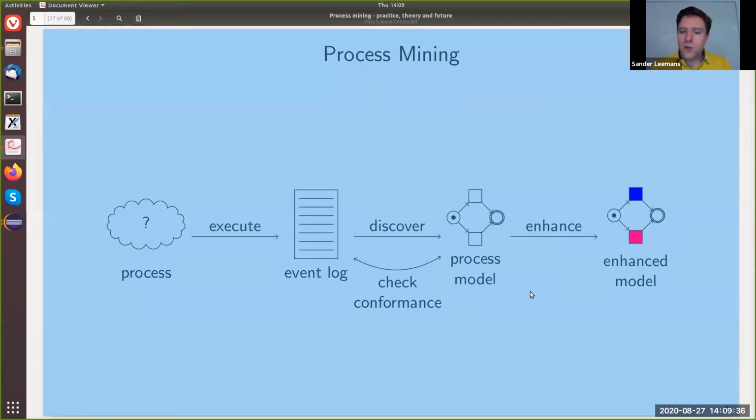Then finally, a process model by itself only describes which steps can happen and in which order, but it does not really show any performance yet. So an enhanced model takes a process model and enhances or annotates it with extra information such as timing, bottlenecks, and so on. This is the basic flow of process mining.